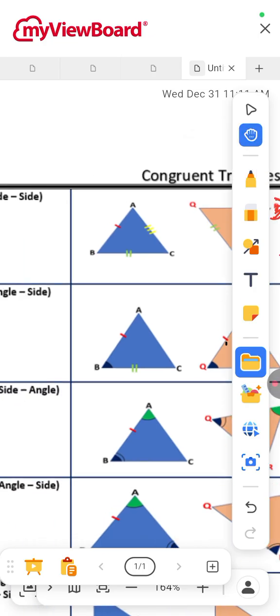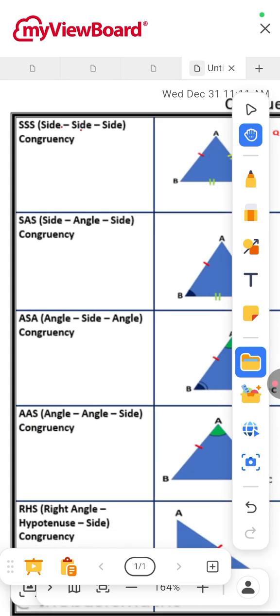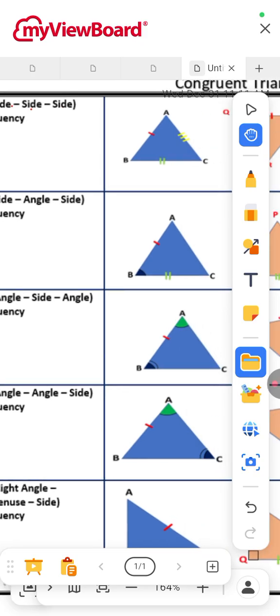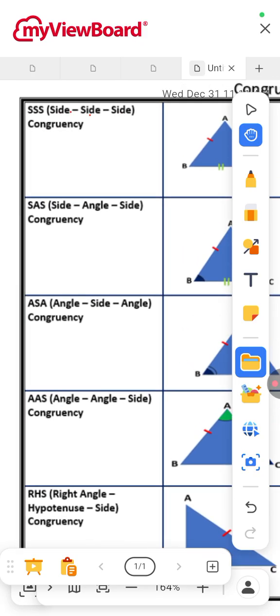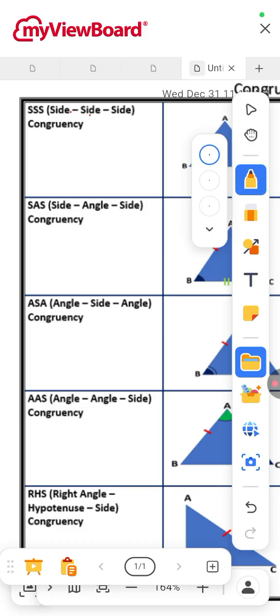Okay, now let's continue. The third condition, ASA, that's two corresponding angles and an included side. So that's what this third one stands for. ASA, two corresponding angles and an included side. Which means there are two angles that are corresponding, and then there is the side in between the two angles.